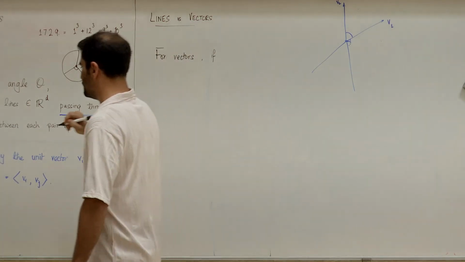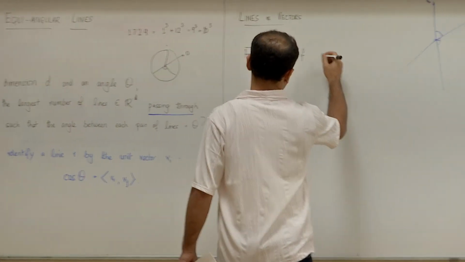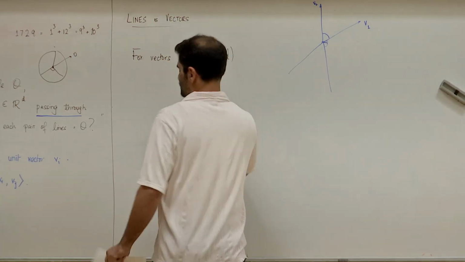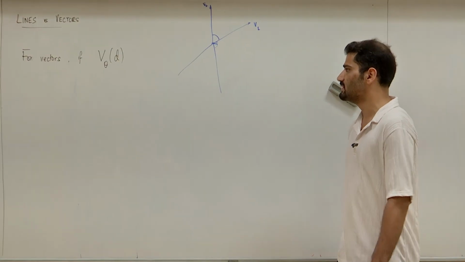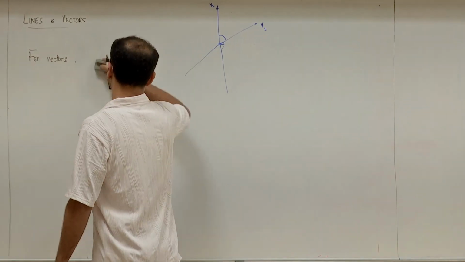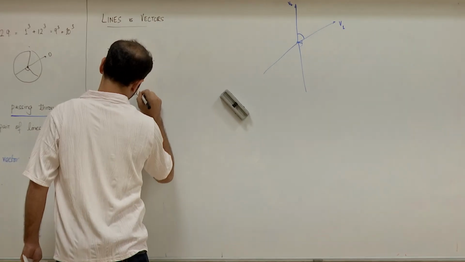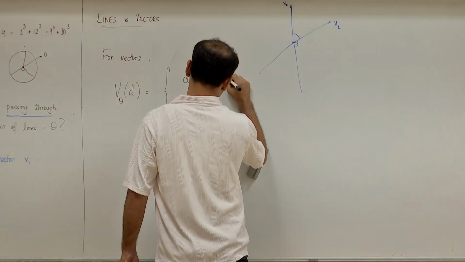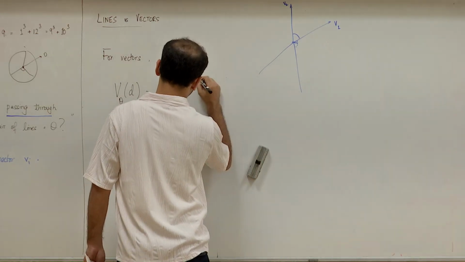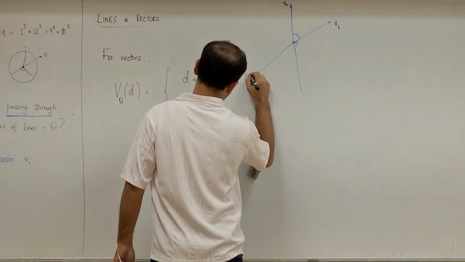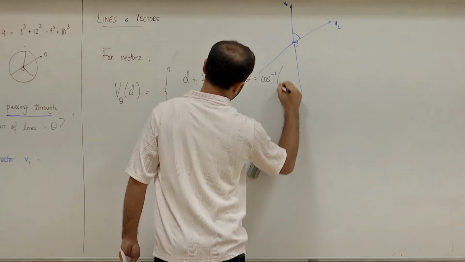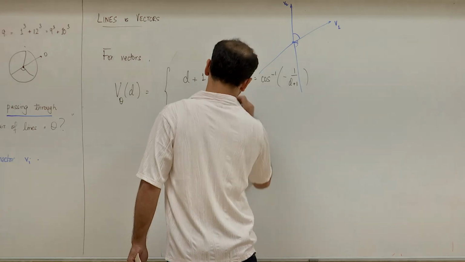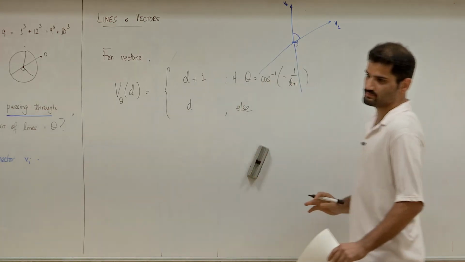Let me give this a name. Let me call this V theta d. This is the maximum number of vectors with pairwise angle theta in dimension d. V theta d is equal to D plus 1 if theta is equal to cos inverse of minus 1 over D plus 1. We'll make sense of this number. And for everything else, it is D.